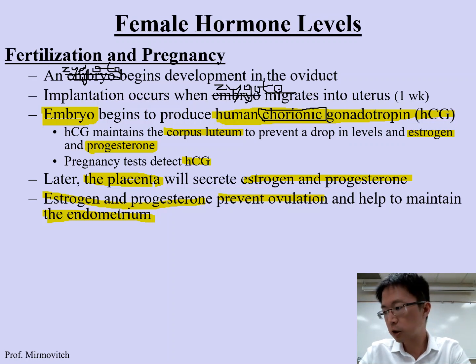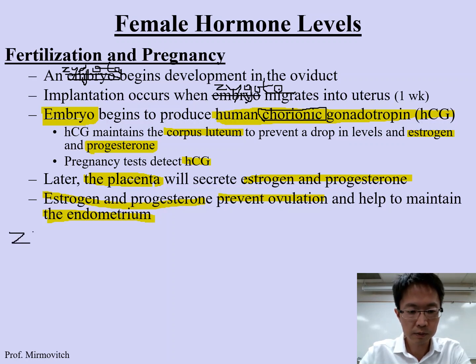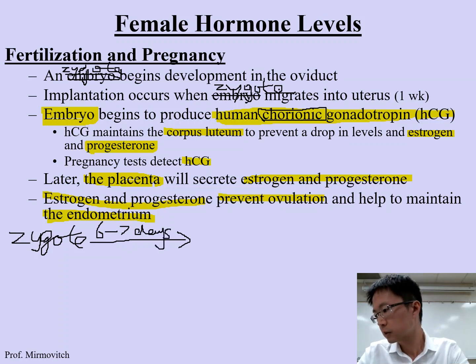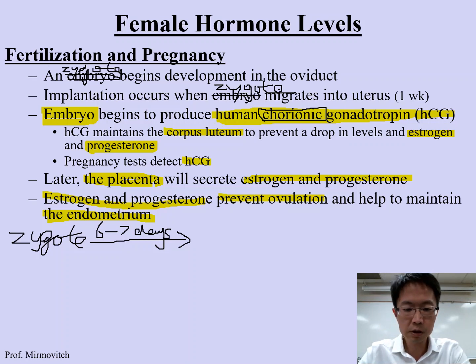So I'll give you the name. This is what I gave my physiology students. You know that sperm and egg will fertilize and become zygote. Formation of the zygote will take approximately 6 to 7 days, and the zygote will continue to divide to become something called a blastocyst.